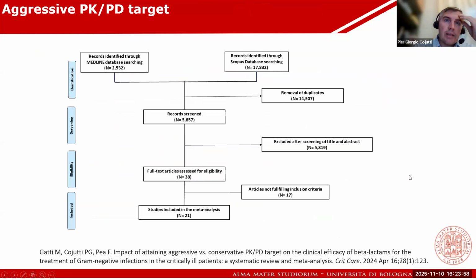We also recently conducted a meta-analysis including 21 studies in order to see whether attaining an aggressive versus a conservative PKPD target for beta-lactams may be an advantage. What do we mean by aggressive PKPD target? Aggressive PKPD target for beta-lactams means achieving a ratio between concentration and MIC above 4 times the MIC, so the concentration of beta-lactams in plasma above 4 times the MIC.